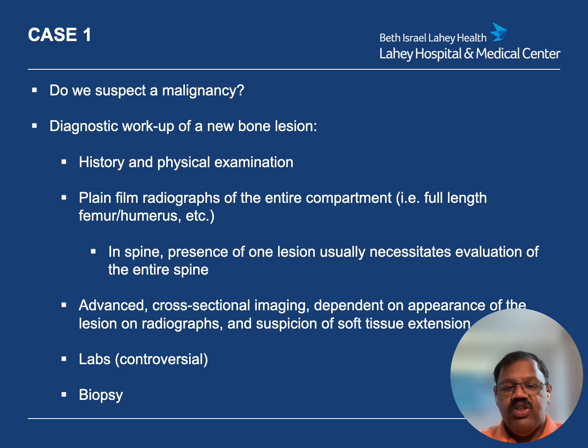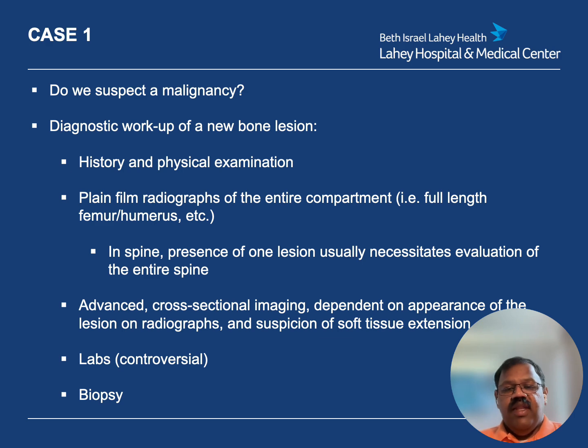So advanced cross-sectional imaging can be helpful, as in this case, depending on the appearance of the lesions on the radiographs and suspicion for soft tissue extension. It's really helpful sometimes to get the advanced imaging like an MRI scan, mainly to ensure that it isn't multifocally involved in the bone itself. And in a situation where you're considering a primary bone malignancy in the differential, it's important to help establish that and help plan your biopsy.